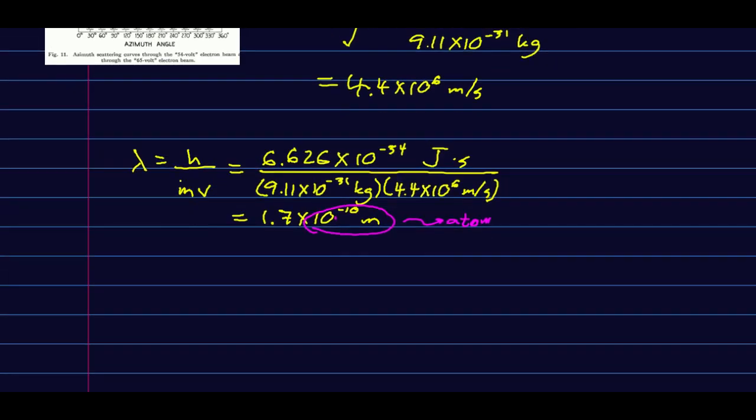Just one more comment on this. Note that the wavelength goes as 1 over mv. And so if you want higher resolution, right? So if you want shorter wavelength, then you have two choices. You could use higher mass. So for example, you could use protons instead of electrons, or you could accelerate the things to a higher speed.